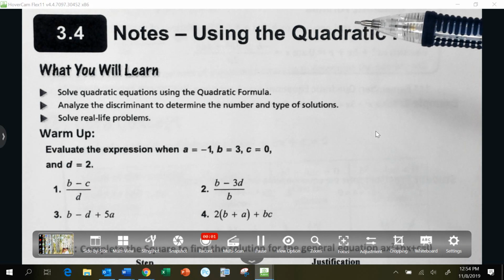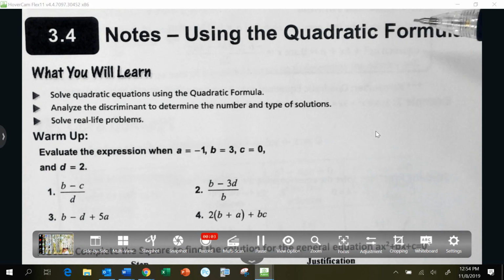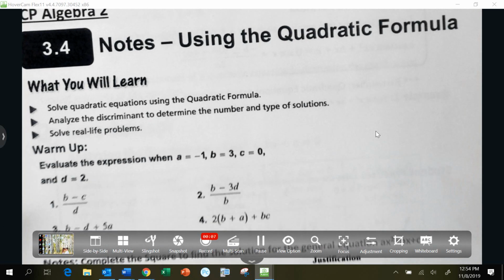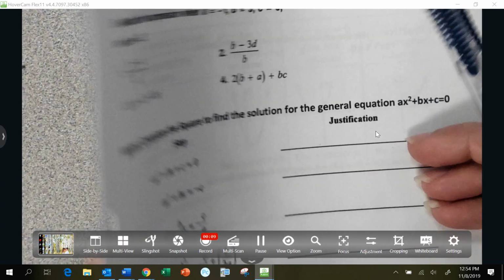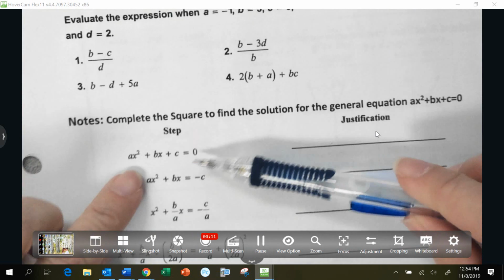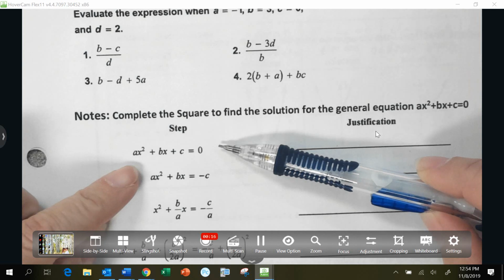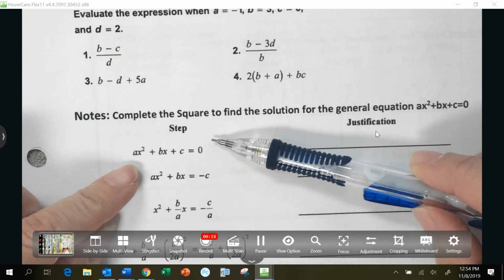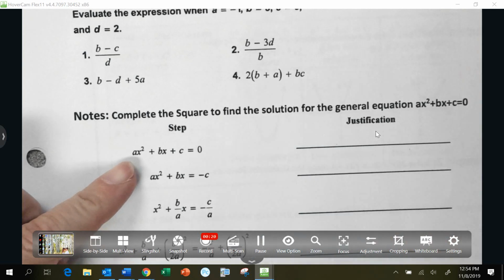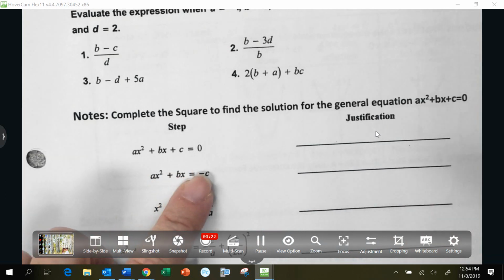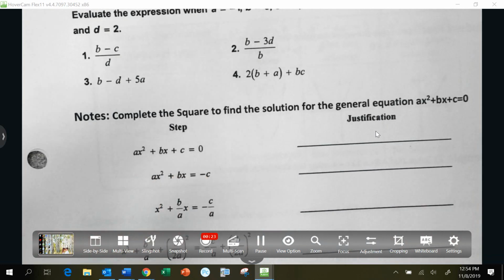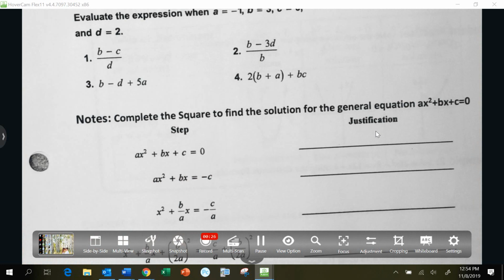Doing section 3-4 notes today. Today's notes are called Using the Quadratic Formula. On the front, it has taking ax squared plus bx plus c equals 0, which is in standard form. And then it has all the steps for completing the square, but you don't know any of these numbers. So it's a little bit challenging at our level to truly understand this.